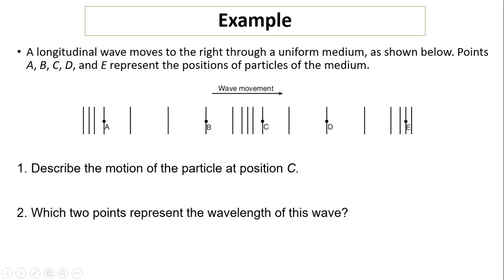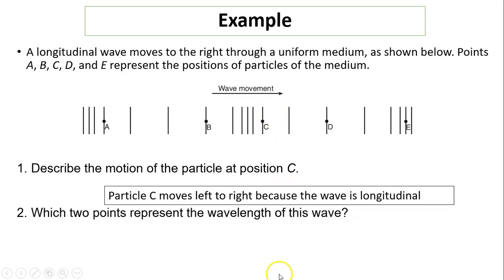Let's take a look at a longitudinal example. Here is a longitudinal wave traveling to the right through a uniform medium as shown below. Points A, B, C, D, and E represent positions of particles of the medium. Describe the motion of the particle at point C. Because this is a longitudinal wave, the particle moves parallel to the wave's motion. Here the wave moves from left to right, so C also moves left to right, locally, okay?